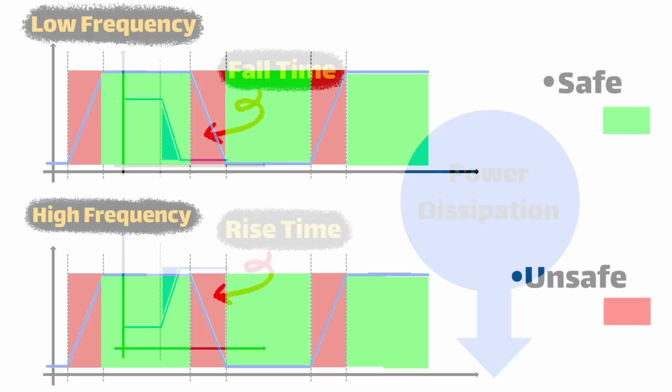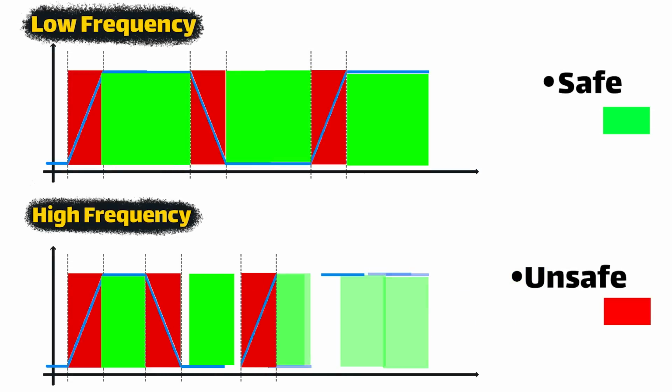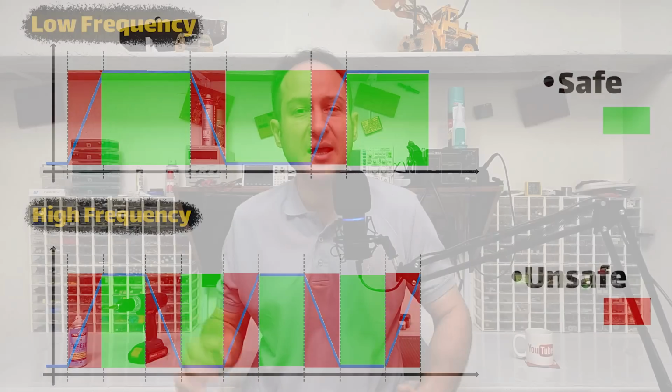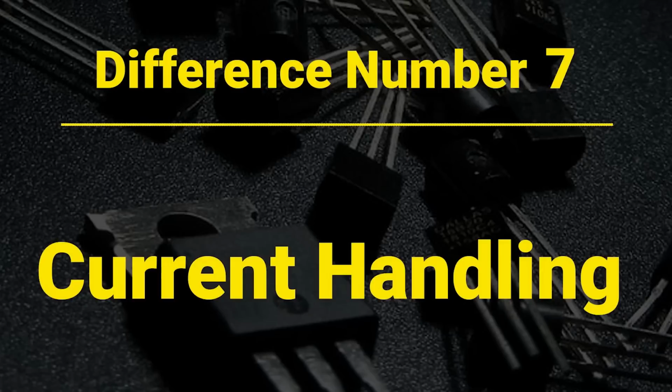This effect is more sensible at higher frequencies, because the transistor has to pass the intermediate area where the resistance of the MOSFET is in between more often. This phenomenon is not only affecting the power dissipation, it also affects the current handling capabilities. Difference number 7, current handling.